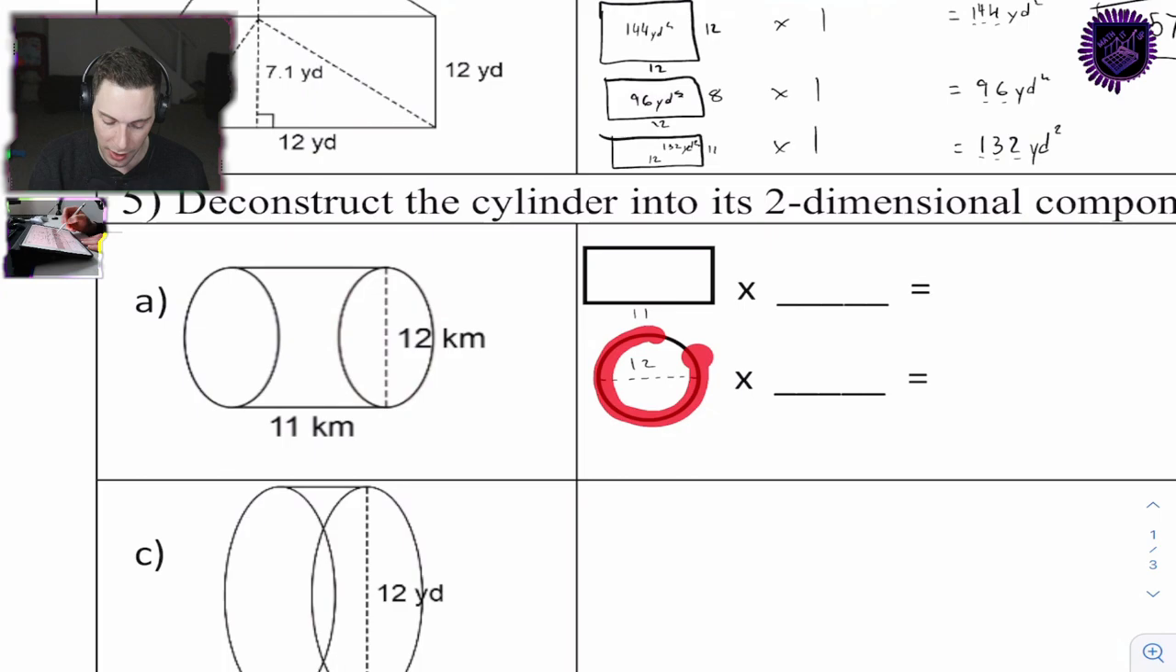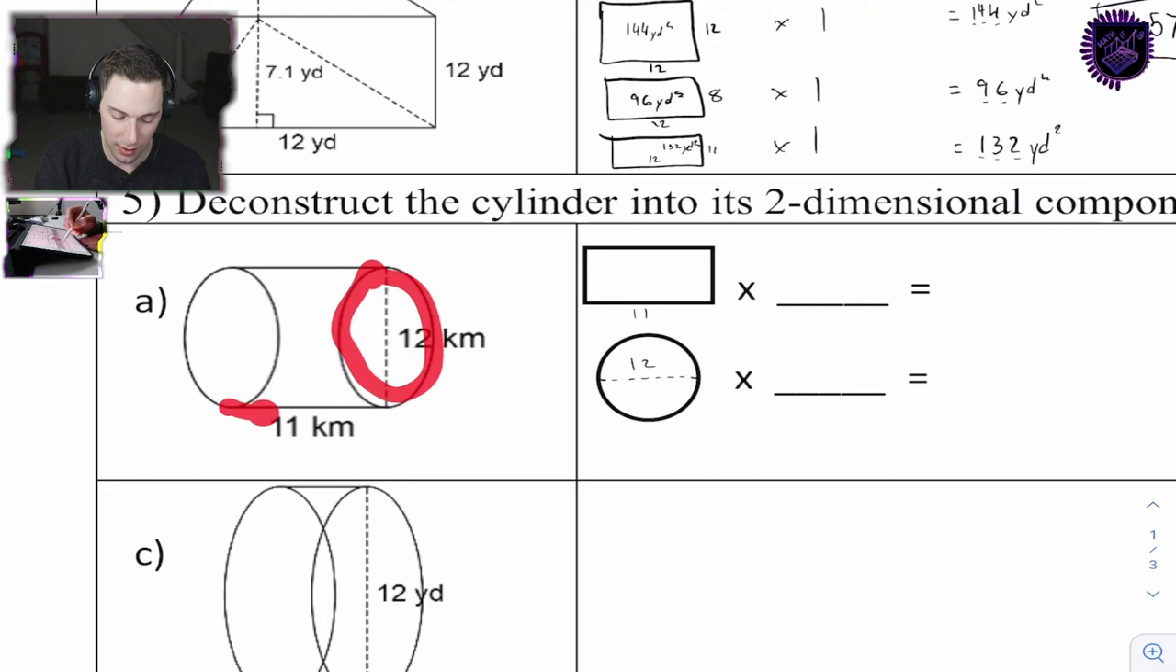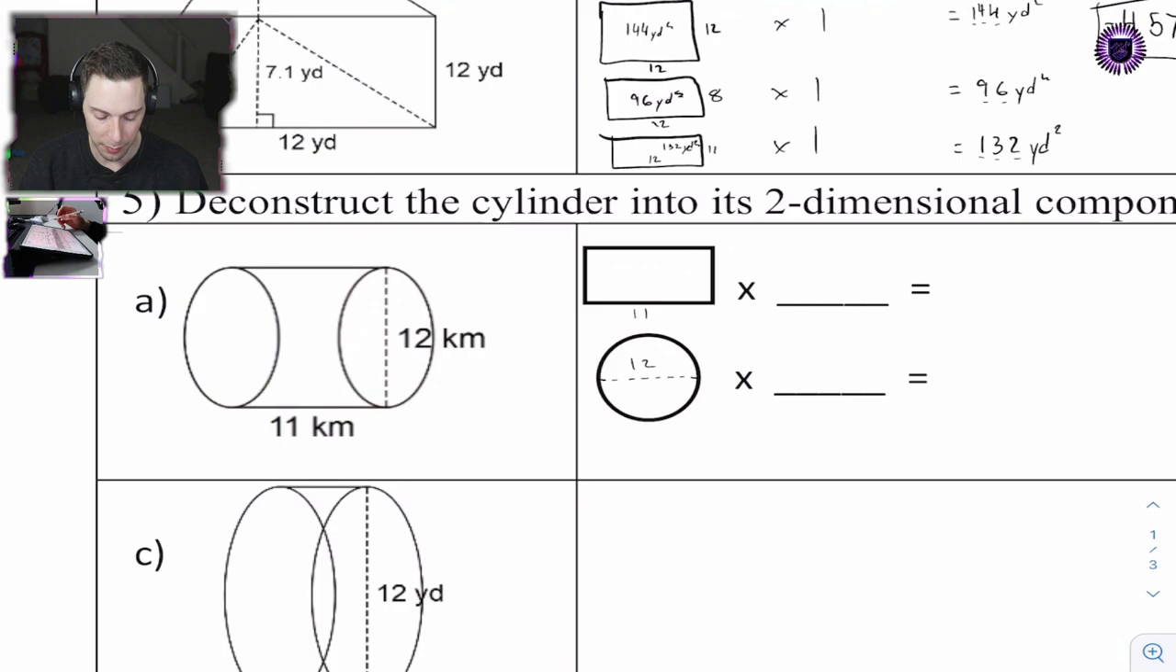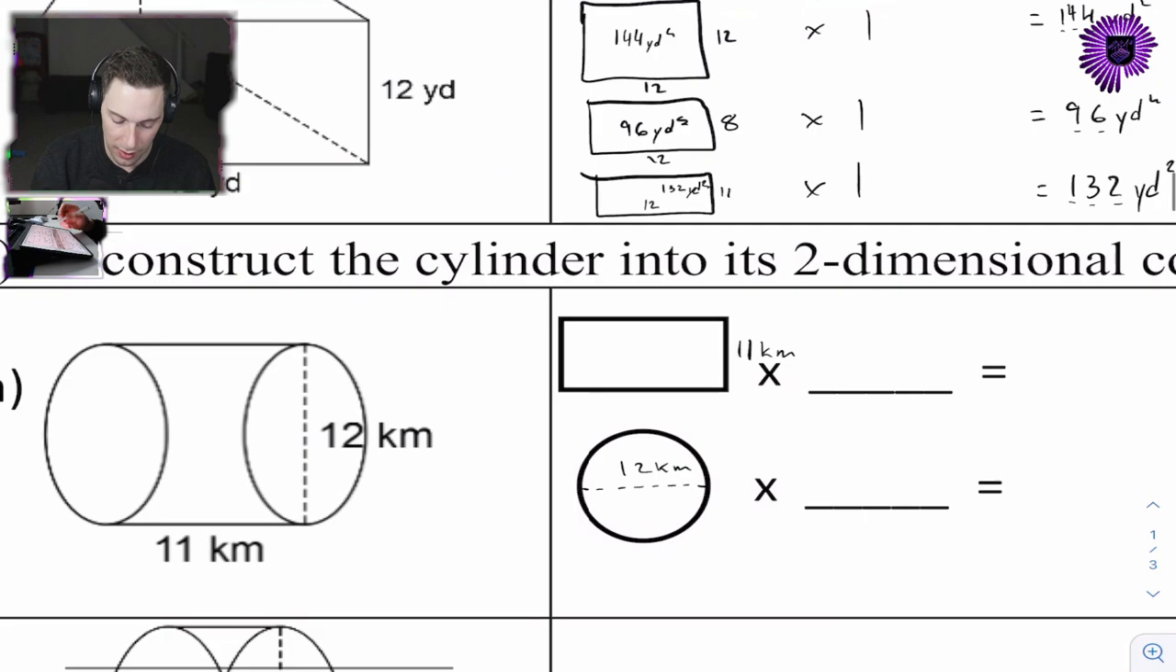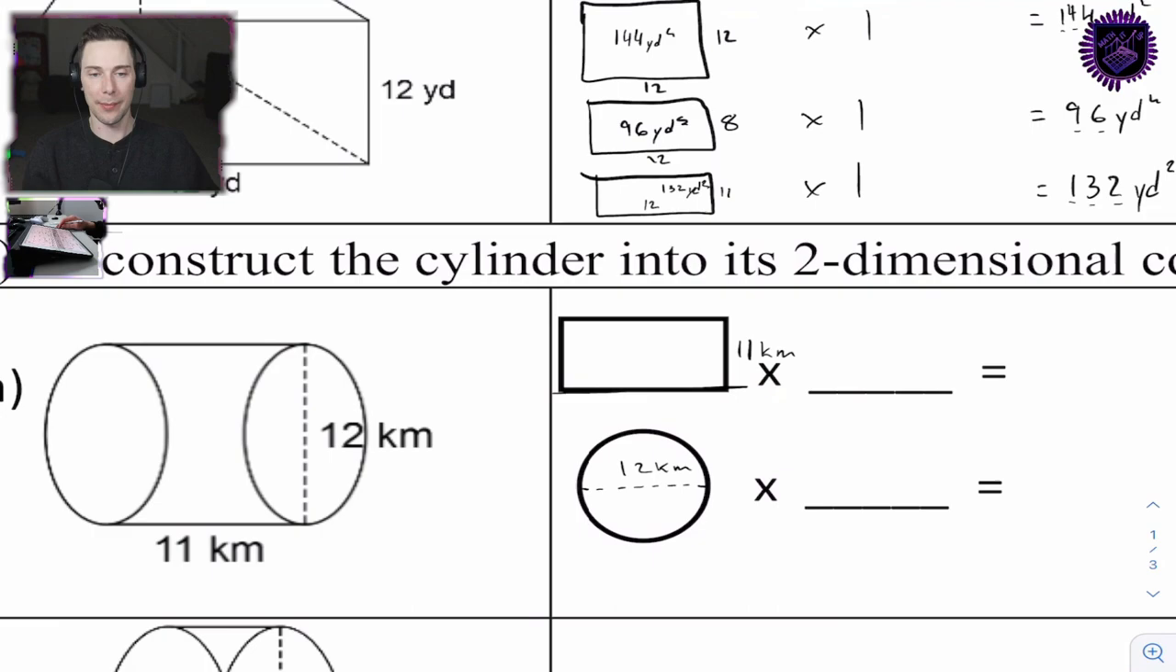Circumference will be equal to that length there, I guess. Or it could be this one, depending on the relationship of this and that, how large they are. I'm thinking it'll be slight. Yeah, it'll be this. The long length would be the diameter, so the short length would be not diameter, it'd be circumference. So this is going to be 11 km, and that's 12 km. Now to find the circumference, to find this length here, we're going to have to do diameter times pi.